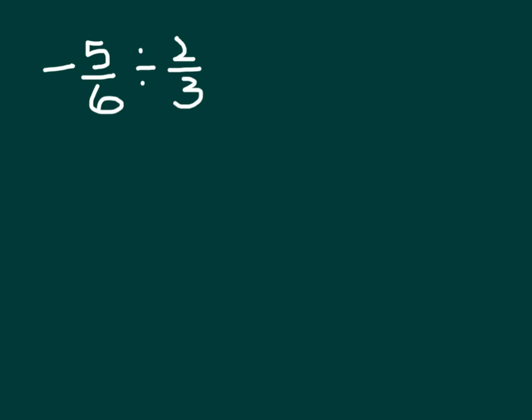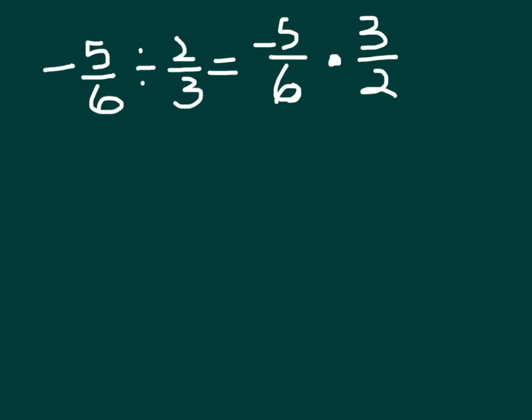So we'll start with negative 5/6 divided by 2/3. We're going to have to make some changes to the exercise before we finish working with it. And that is, we have to change this division sign to a multiplication sign, and we're going to flip the 2/3. So we rewrite our problem. It's going to be negative 5/6, and instead of divided, we're going to do times. And then we flip the fraction and make it 3/2. This is only done with fractions, not with decimals, just with the fractions.